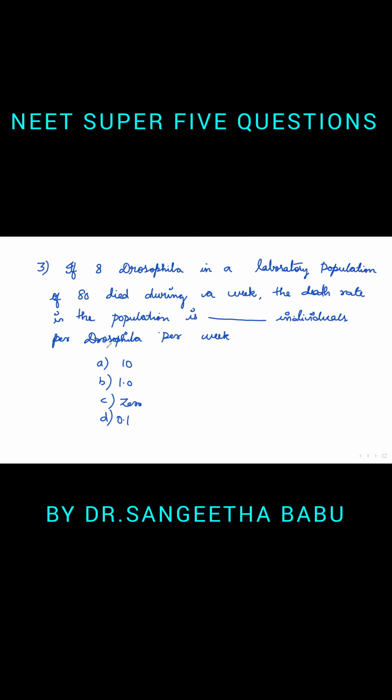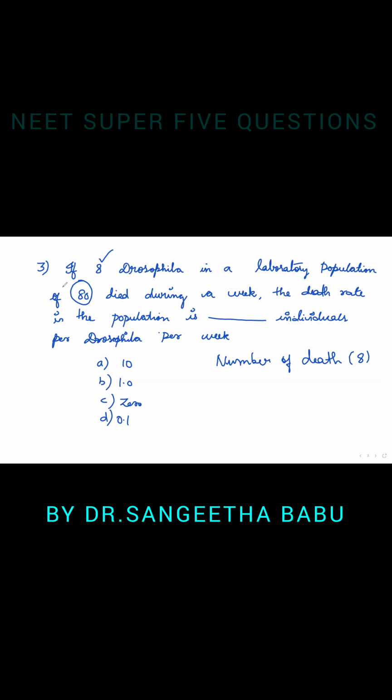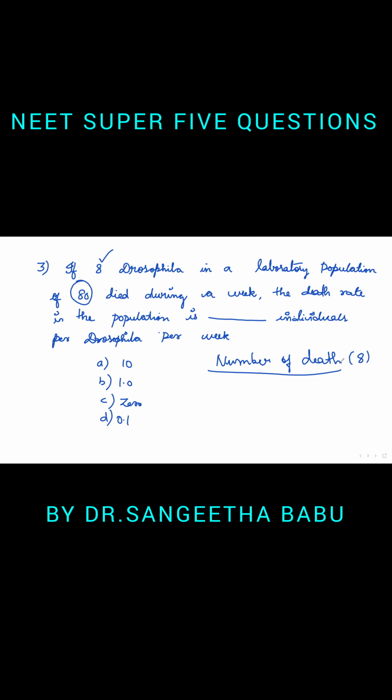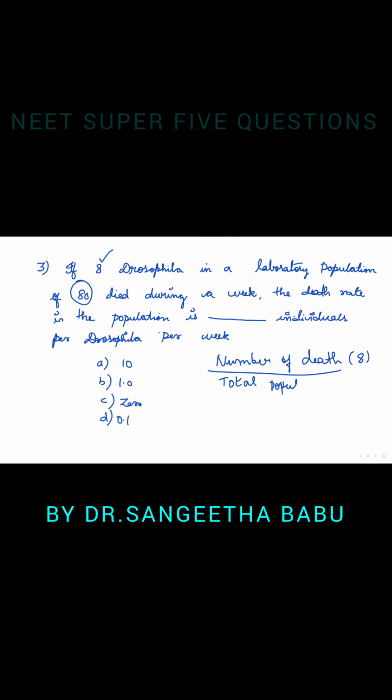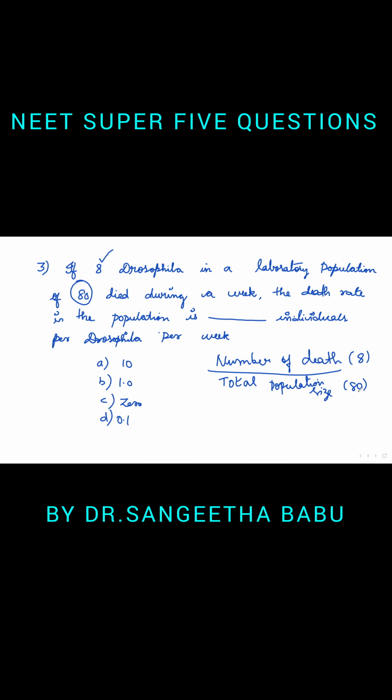It can be calculated by dividing the number of deaths, meaning how many Drosophila are dying in a week. Here the number of deaths is 8, correct? That is divided by the total population size. What is the total population size here? 80. So it is divided by the total population size, which is 80.